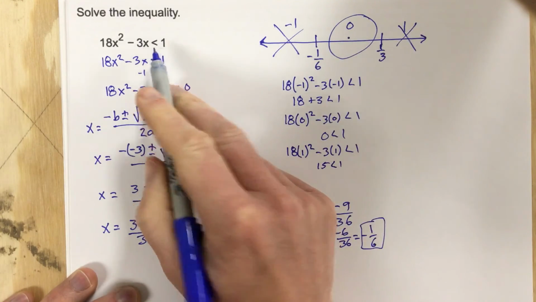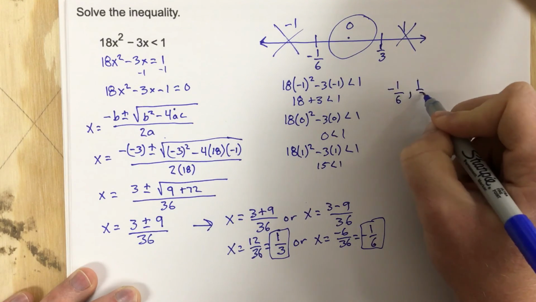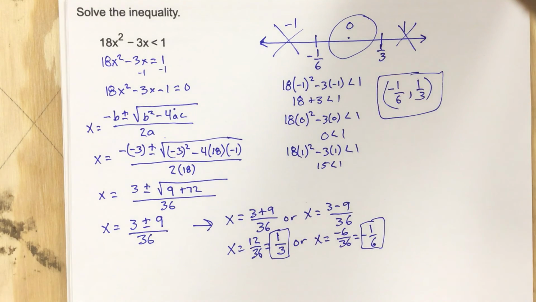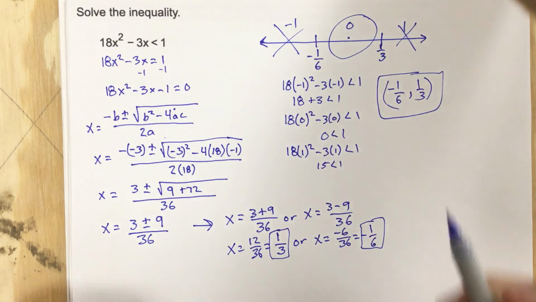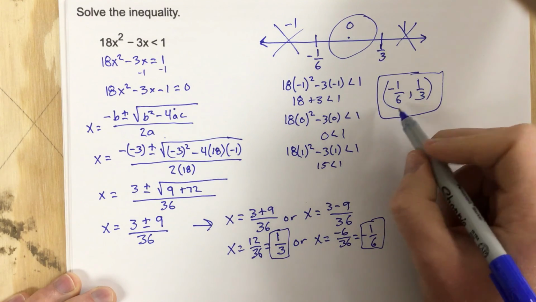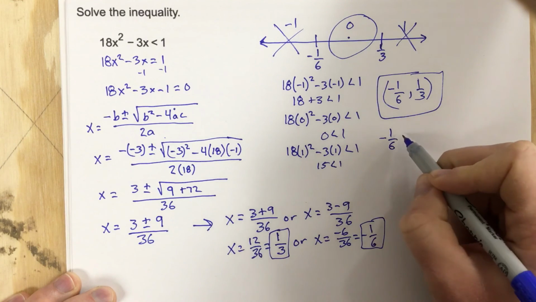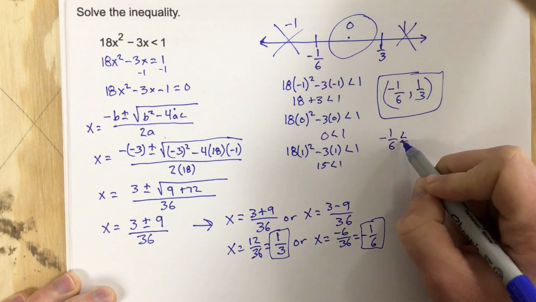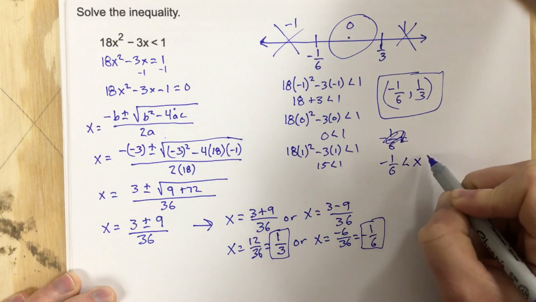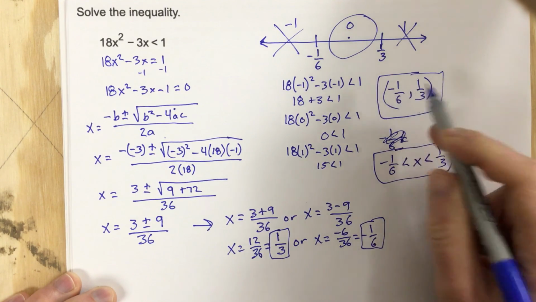And because this is not an equal sign, our solutions just run from negative 1/6 to 1/3. And that's the solution to the quadratic inequality. Now, if they ask you to write it in compound inequality form, this is interval notation, remember? Compound inequality form would be negative 1/6 less than x less than 1/3. All right, just a different way to write interval notation.